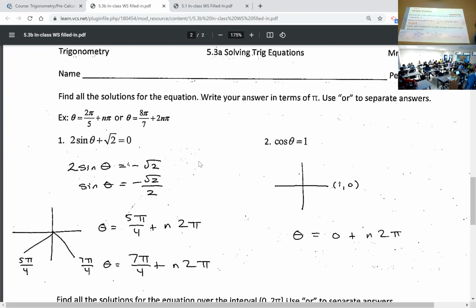All right, cosine of theta is equal to 1. That only happens at one place, right here, at theta equals 0. So at 0, at 2 pi, at 4 pi, we're just going to add 2 pi n number of times.